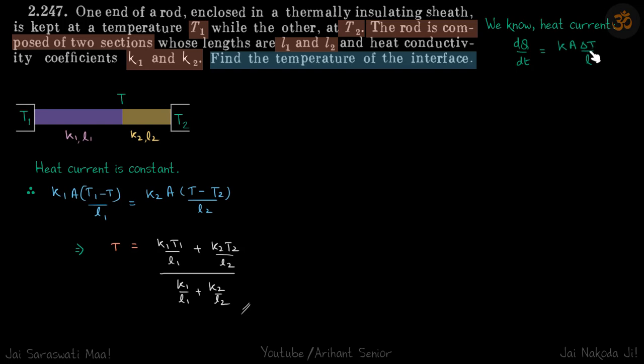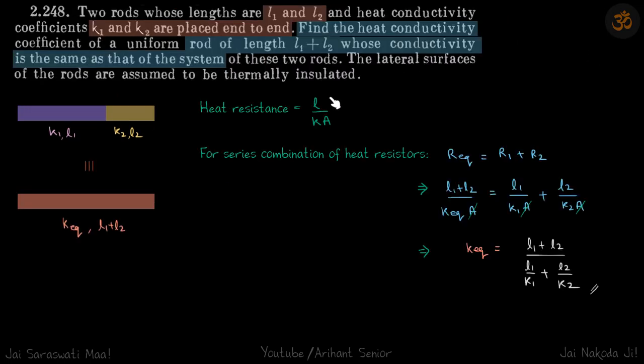So if you take it this side, resistance into current is equal to potential difference, and potential difference will be delta T. So heat resistance is L by Ka, and then just like what we do in circuit analysis, when we have resistors in series, we just add the resistances. So here also, because these two are in series, we are going to treat them as resistors in series, and R equivalent is simply R1 plus R2.